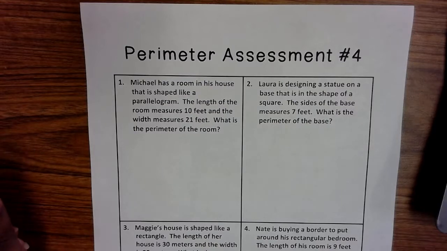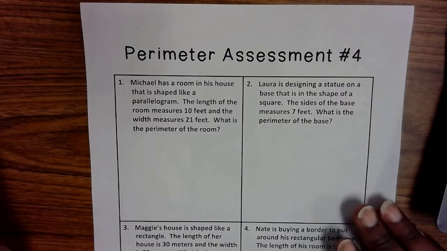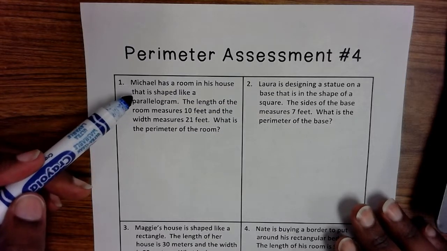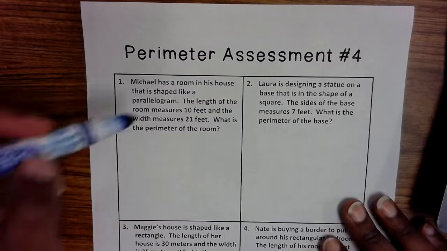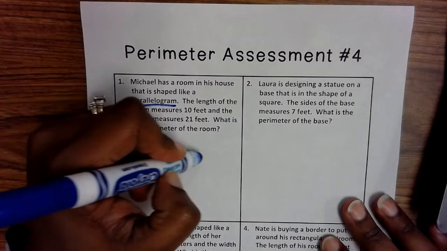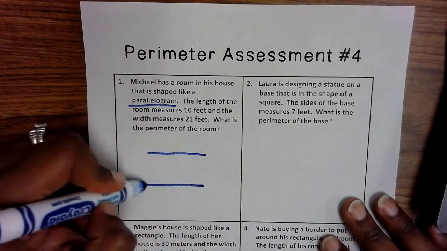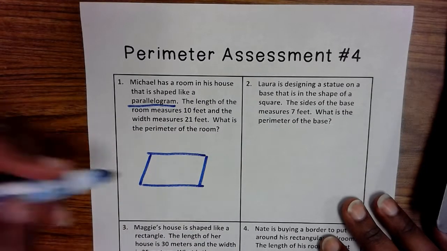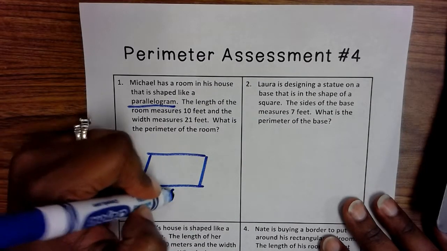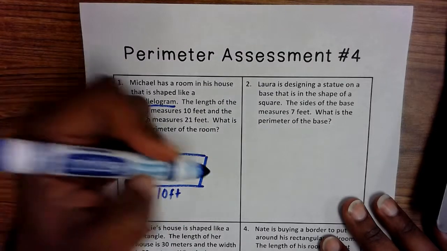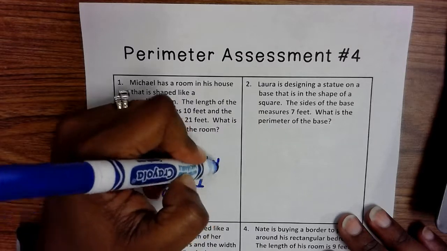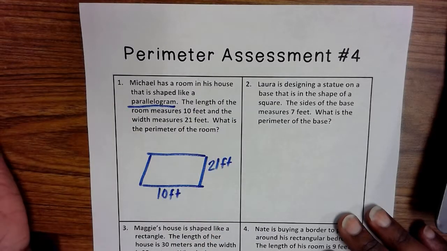Some of your perimeter questions will be in word problem form or story problem. In this question, it says Michael has a room in his house that is shaped like a parallelogram. A parallelogram has parallel sides. They tend to kind of slant, parallel sides. The length of the room measures 10 feet, and the width measures 21 feet. And I want to know what the perimeter is.